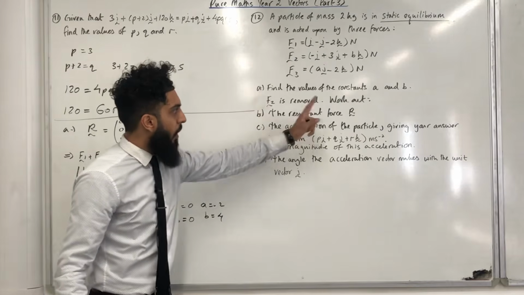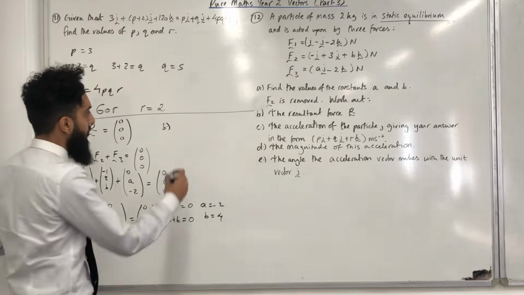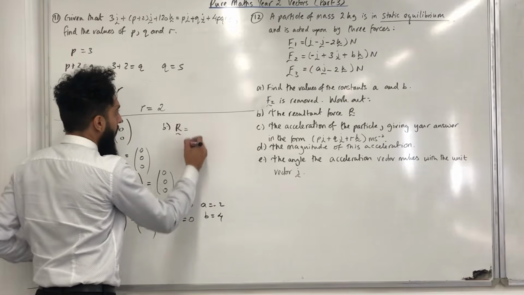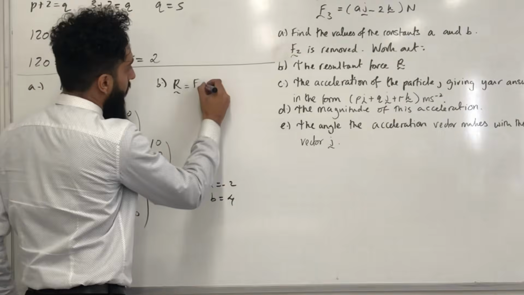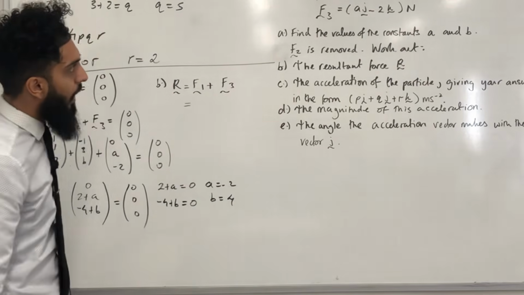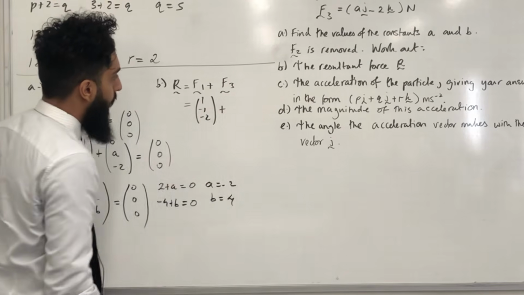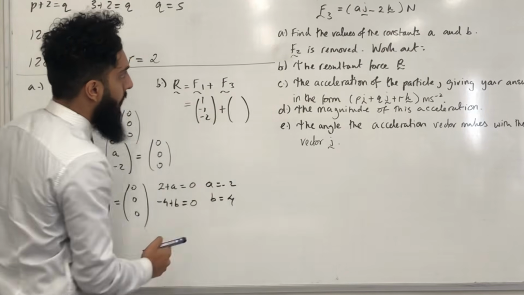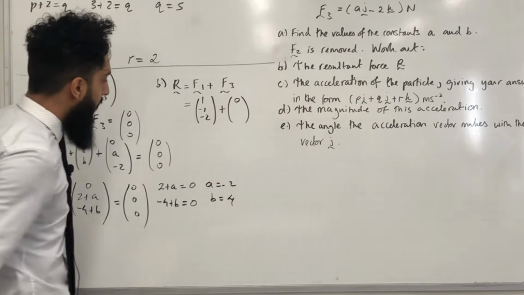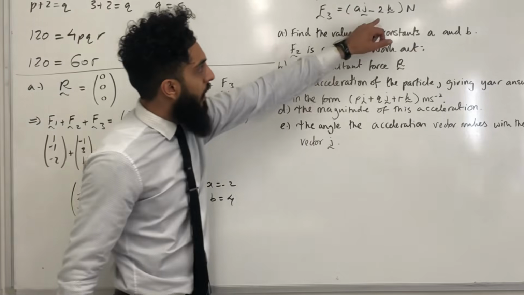F2 is removed, work out the resultant force R. So if F2 is removed, the resultant force R is the sum of the forces F1 and F3. The force F1 is just 1, minus 1, minus 2, and the force F3 will be 0, my A value, which is minus 2, and we have minus 2.